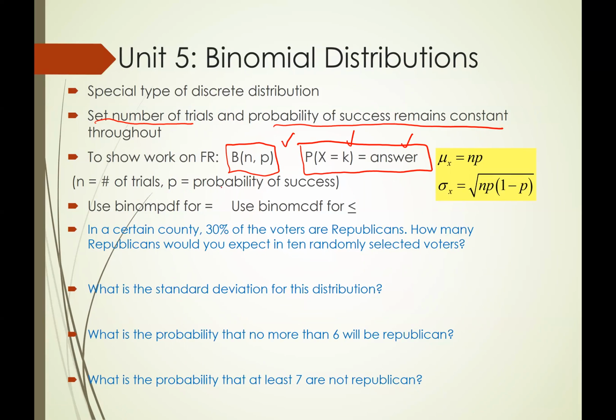Remember, n is the number of trials, p is our probability of success. We use binomPDF for equal to. We use CDF for less than or equal to. If we want greater than or equal to, we need to manipulate the numbers to turn it into a less than or equal to question. And these are the formulas for our mean and standard deviation. These are on the formula chart. Remember, mean is also called the expected value. And this is true for all types of distributions.